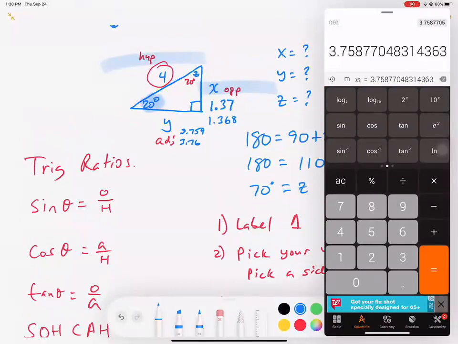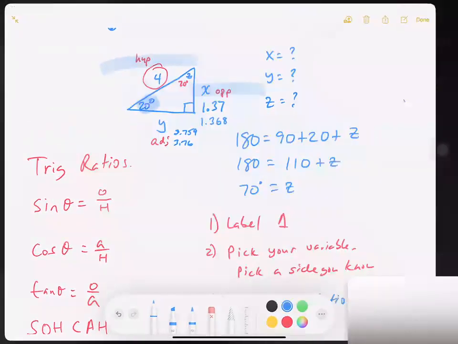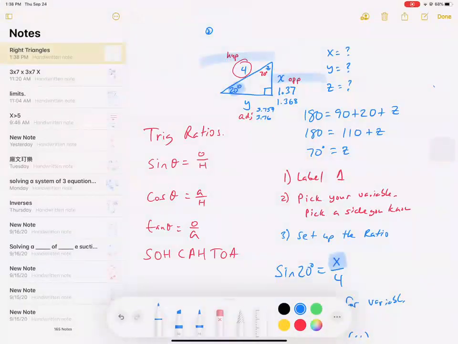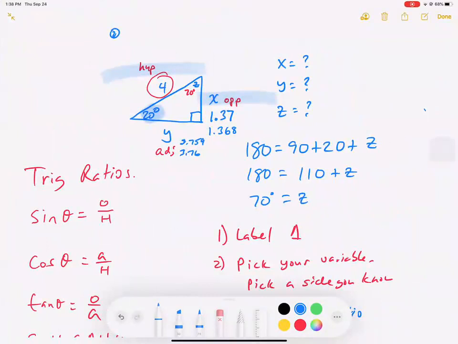Let's see if this makes any sense at all. So my question for you right now, does this make any sense? Can I even just look at it to see if it makes sense? Well, you can. Let me ask you this question. What angle is the largest angle? Right angle? That means this is going to open up to become the largest side. What's the next biggest angle? That's a 70. Hey, isn't 3.76 bigger than 1.37? Yeah.